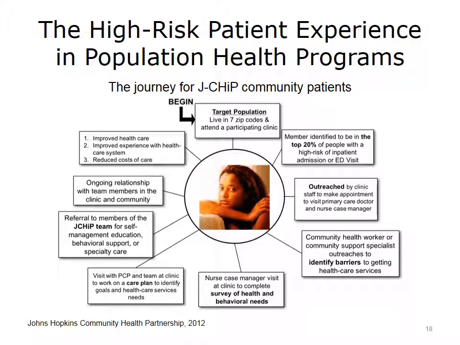Using a predictive model, they identified the top 20% of the population who were at high risk of having either an inpatient admission or an emergency department admission, and in a very high-risk intervention, enrolled 3,000 people in East Baltimore. The intervention began with being outreached by clinic staff to make an appointment with a primary care doctor and nurse case manager. Next, a community health worker went into the community, into the patient's home and set up an appointment to discuss with the patient whether there were any barriers to care, to getting to healthcare services. In other words, to getting to that primary care and nurse case manager appointment.